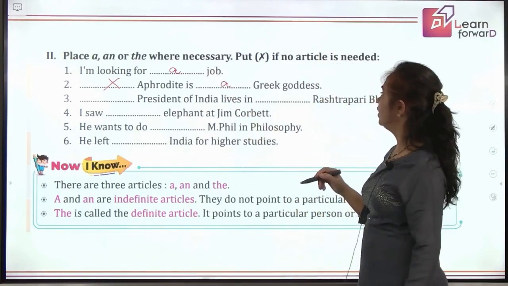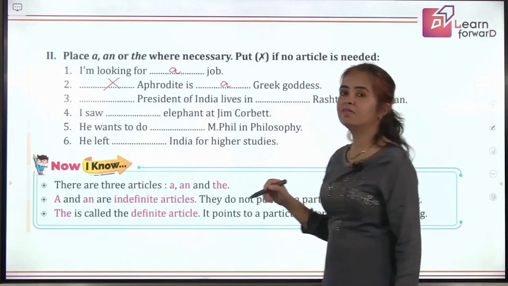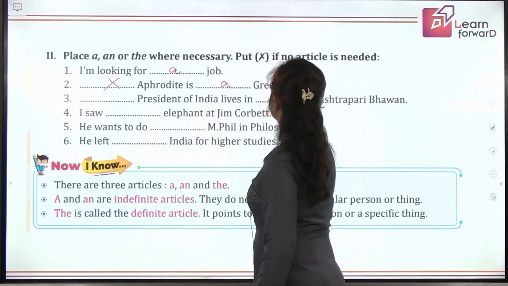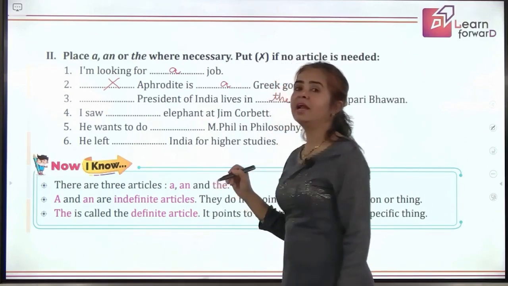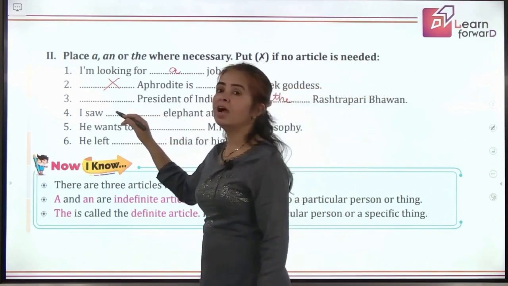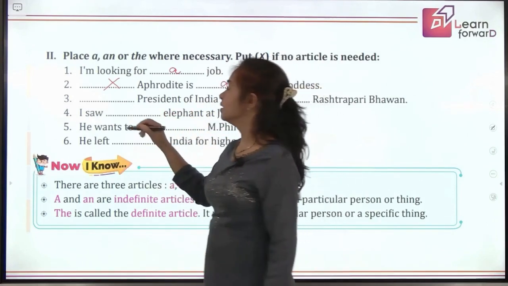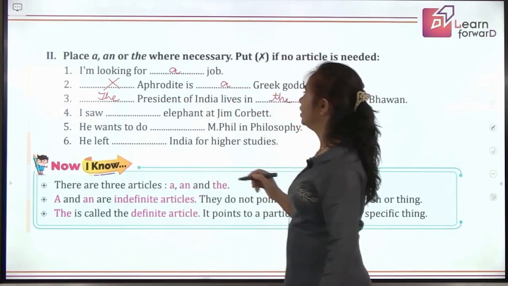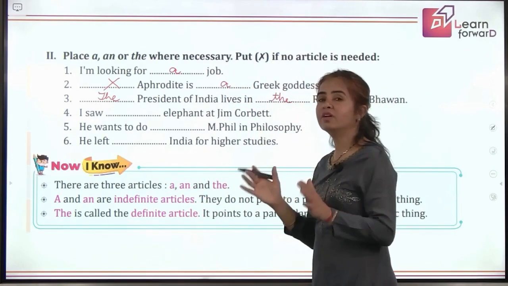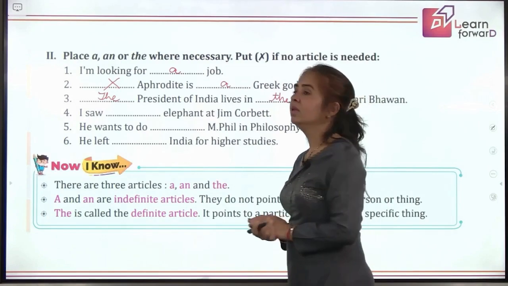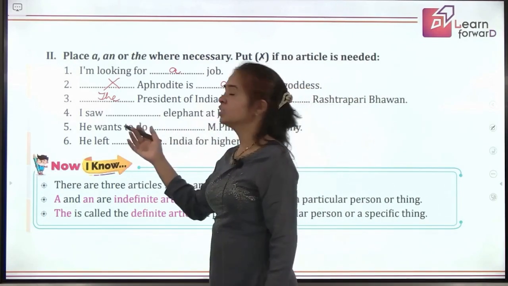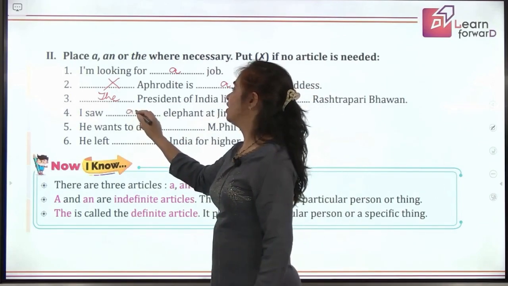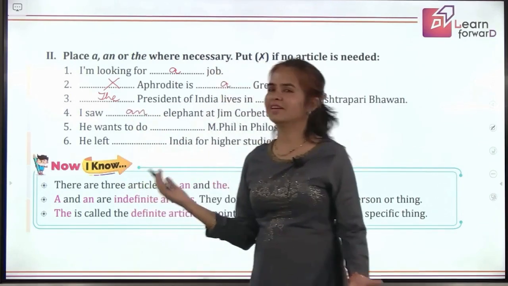The President of India lives in the Rashtrapati Bhavan. Rashtrapati Bhavan is a special building, so we say "lives in the Rashtrapati Bhavan." And for President of India, I am talking about the president now. So in general, the President of India lives in it. That means whosoever is the president will live in Rashtrapati Bhavan. I saw an elephant at Jim Corbett. An elephant, because we are not talking about any particular elephant. In general, I saw an elephant there.